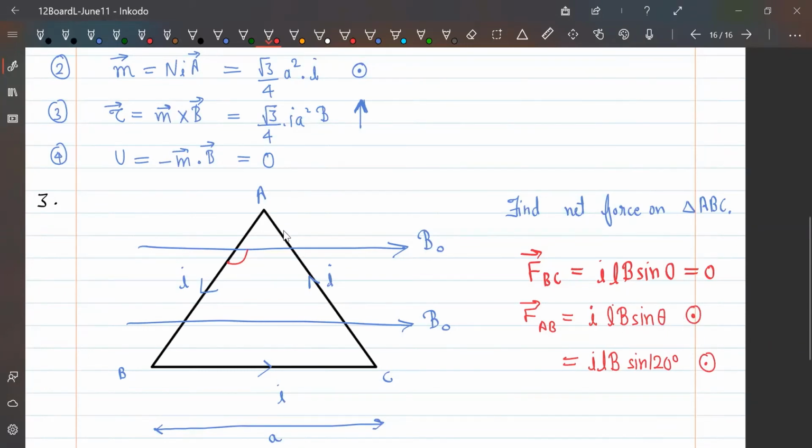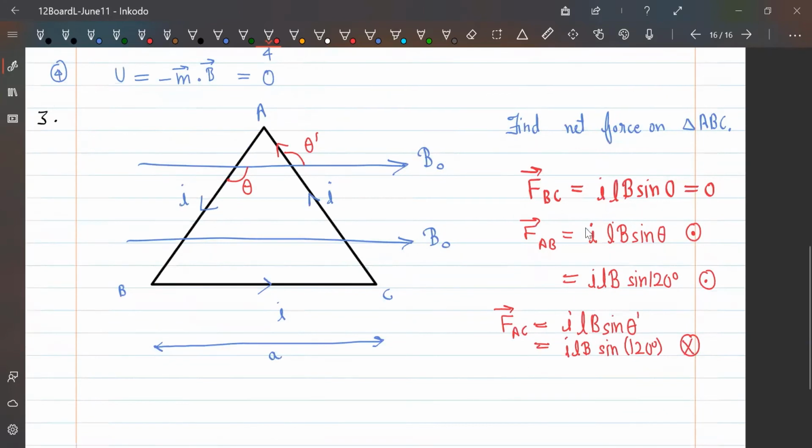Then the third one: the length vector is along this and the B vector is along this. So while calculating the angle, we put the tails of both at one point, so this will be the angle between AC and the magnetic field. So force on AC will again be ILB. We call this angle theta dash, this theta. Tell me the value of theta dash. Sir, 120. 120. And the direction of the force L cross B, which way will it come? Sir, inwards. Inwards. Good.